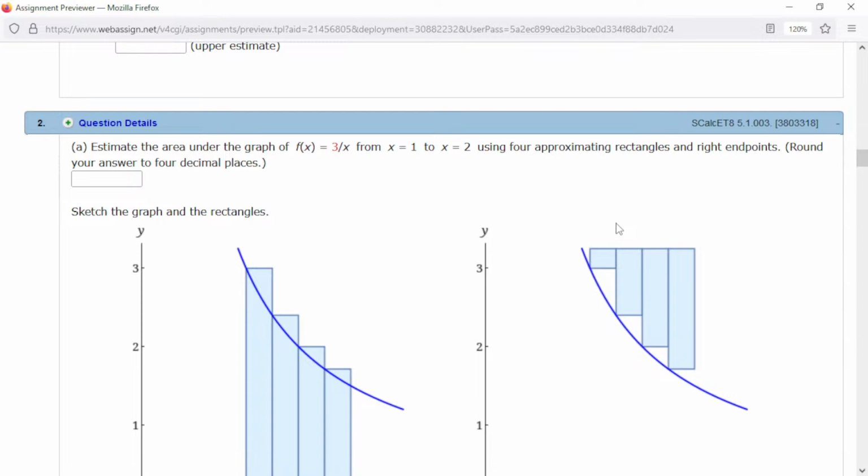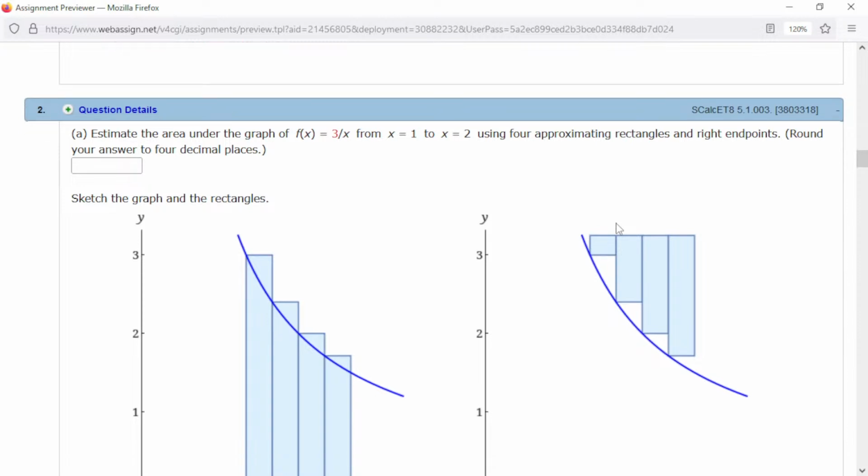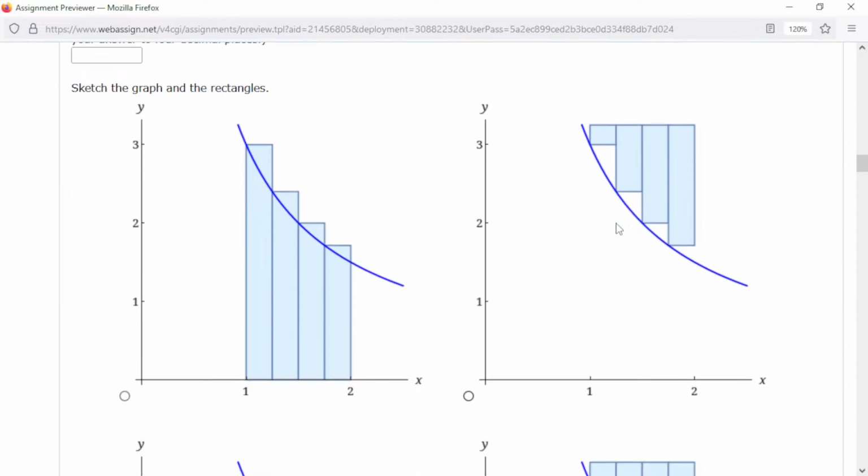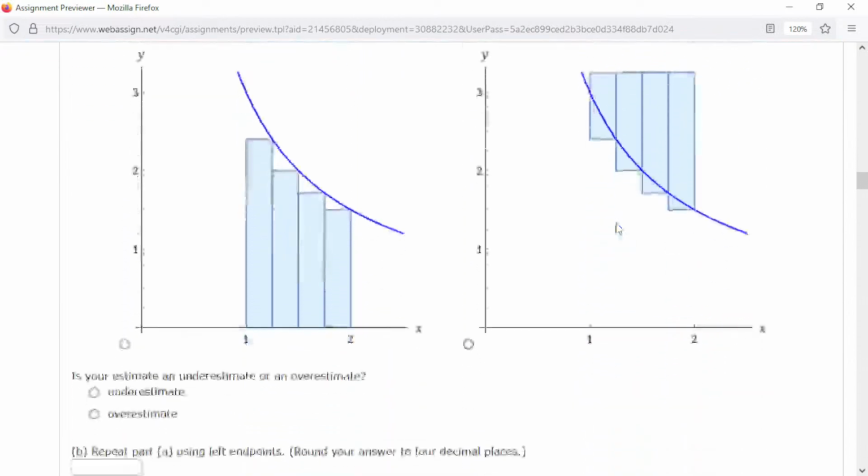So let's actually do part, which one do we want to do? It says find right endpoints. Okay, so we'll do the right endpoint one. My function is 3 over x. Just so that you know, if yours is different, then you just have to adjust. So 3 over x, this is the correct picture, by the way. I'll click that. And then let's actually do this calculation. I'll do it on the iPad.